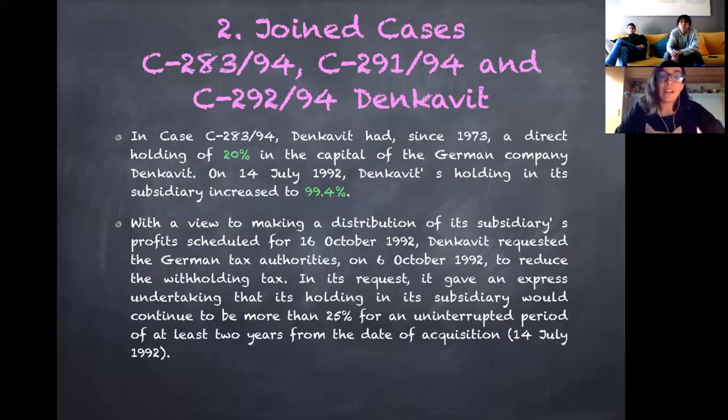With the idea of making a distribution of its subsidiary's profit in 1992, Denkavit requested the German tax authority to reduce the withholding tax that should be applied. In its request, Denkavit gave an express undertaking that its holding in its subsidiary would continue to be more than 25%, to this 99%, for an uninterrupted period of at least 2 years in advance.